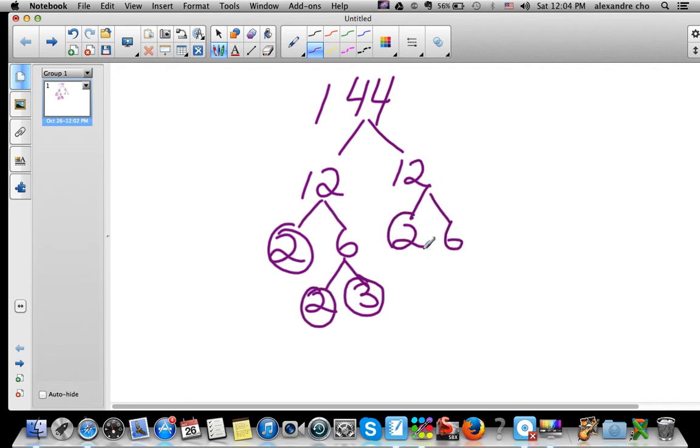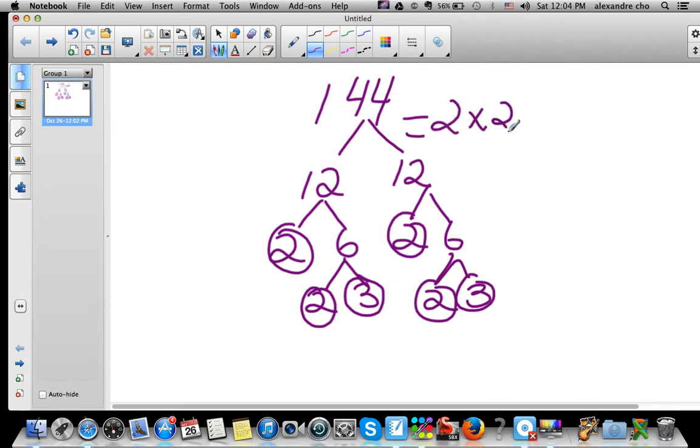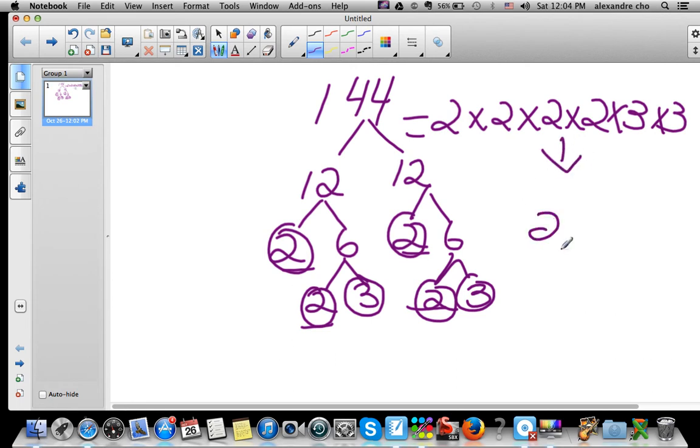2 and 6. Circle the 2. And the 6 is 2 and 3. Circle, circle. So 144 is the same thing as 2 times 2 times 2 times another 2. That's 4 2's. 1, 2, 3, 4. And then times a 3 here, and times a 3. Or using exponents, we can write this a little shorter. There's 2 to the 4th power because there are 4 2's, times 3 to the 2nd power because there are 2 3's. Okay?